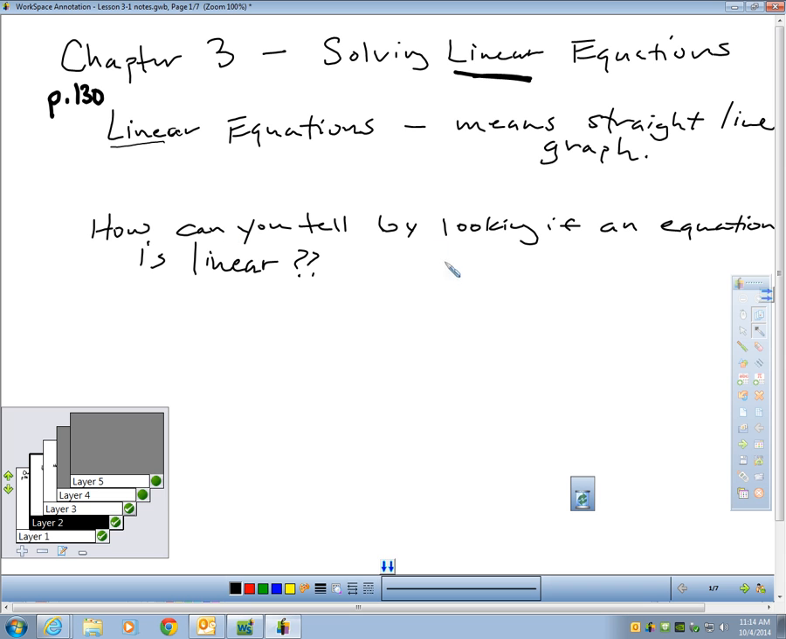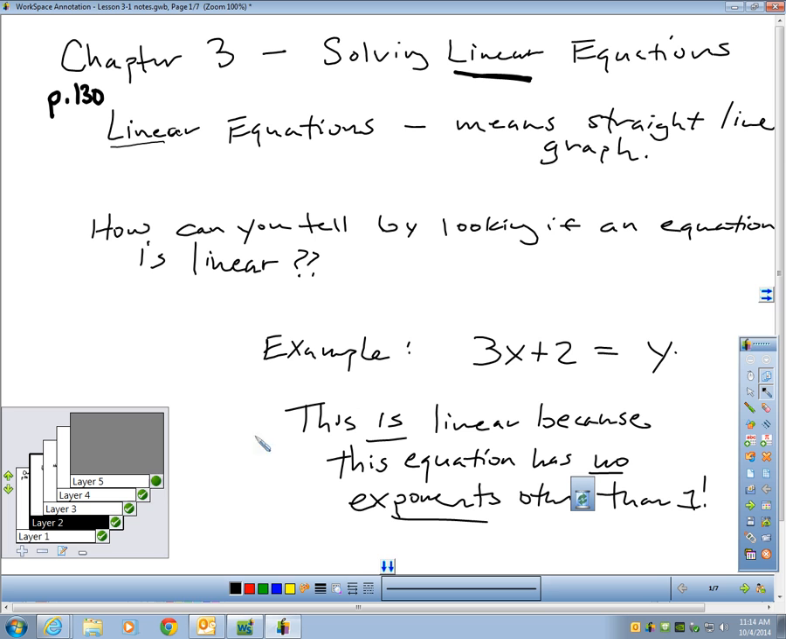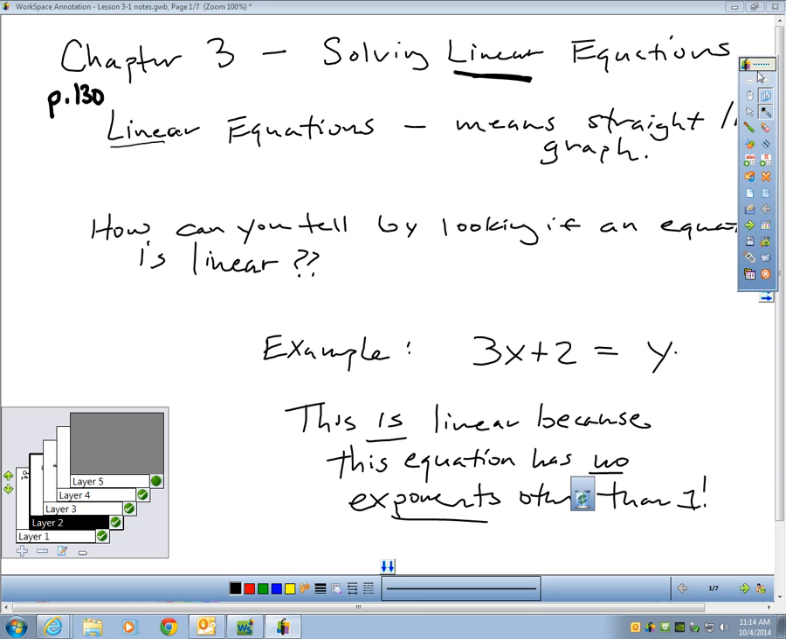How can you tell by looking at an equation if it's linear? This should be a quick, actually 3-second process. You can look at an equation and instantaneously know if it's linear or not. Basically, a linear equation is an equation that doesn't have any exponents in it. So here would be an example of a linear equation, like 3x plus 2 equals y. There aren't any second powers or third powers, and so on, in it. That would be an example of a linear equation.